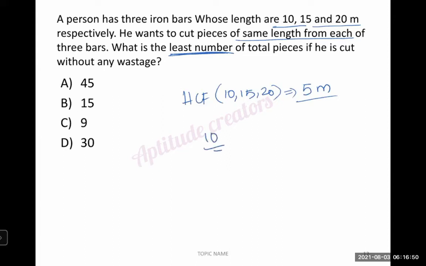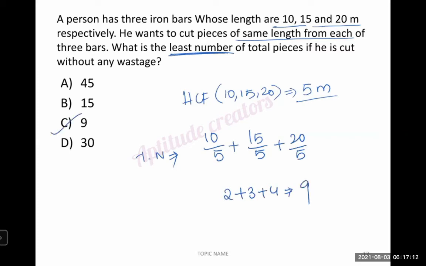10 divided by 5, total number of pieces. To calculate the total number of pieces, I am dividing the numbers by 5: 10 divided by 5, plus 15 divided by 5, plus 20 divided by 5. This is 2 and this is 3 and this is 4. Now what is 2 plus 3 plus 4? That will give the result as 9. Answer is option C.